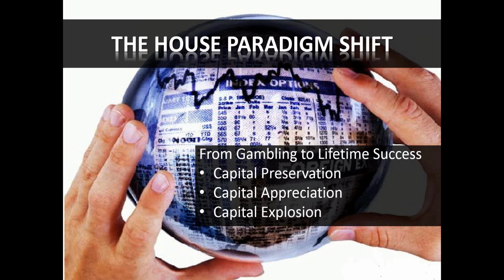2, there's got to be capital appreciation. What does that mean? It means regular incremental gains in my account. And then it's got to have room for capital explosion. Okay? What does that mean? That means that when the market takes off, as we have a trending market here in the Forex, you've got to be able to take advantage of that trending market.